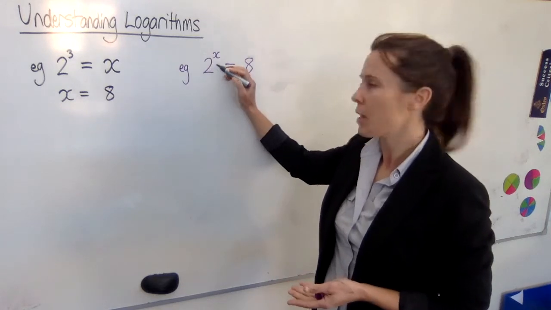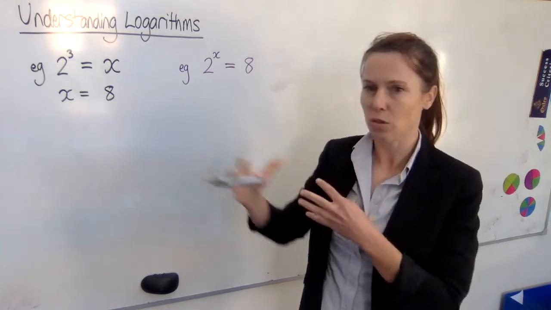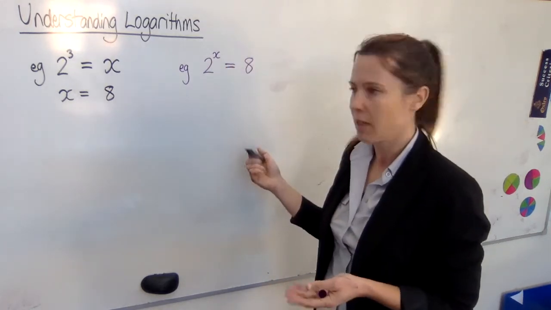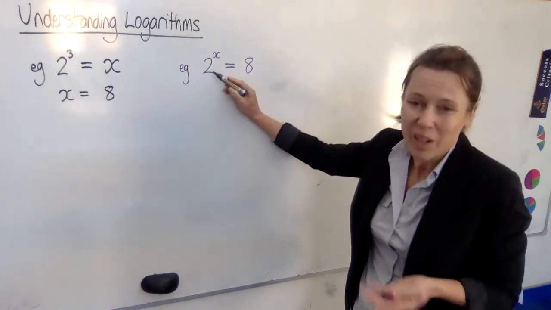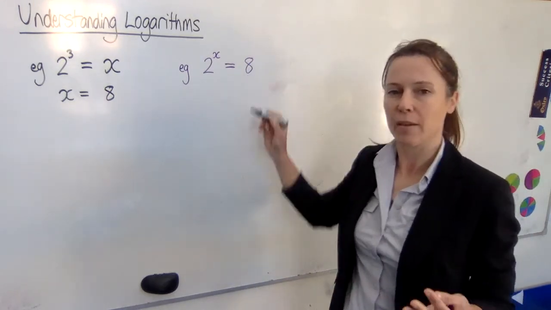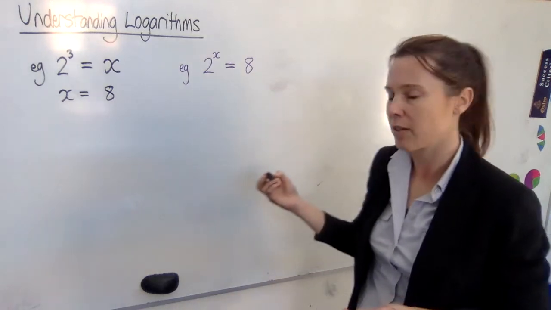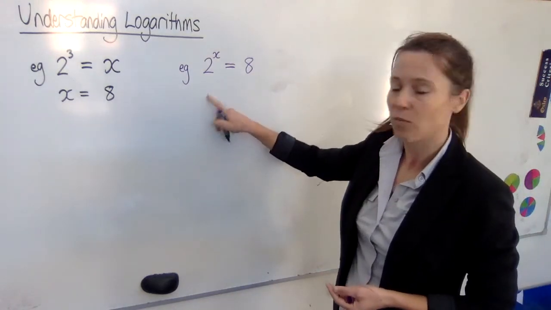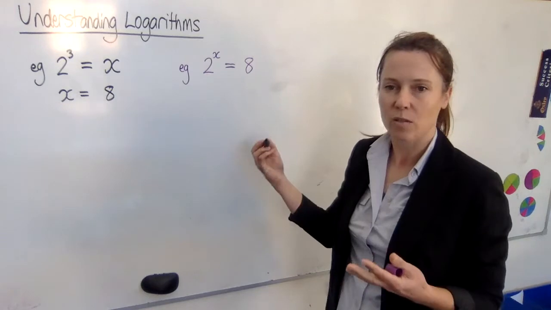And so it becomes hard for us to understand what to actually do with the 2 and the 8 to work out the answer. Now this one's simple because we know that 2 cubed is 8, but what if it was numbers that we didn't know? It becomes quite hard to solve. So logarithms allow us to rewrite this question so that the x is all by itself.